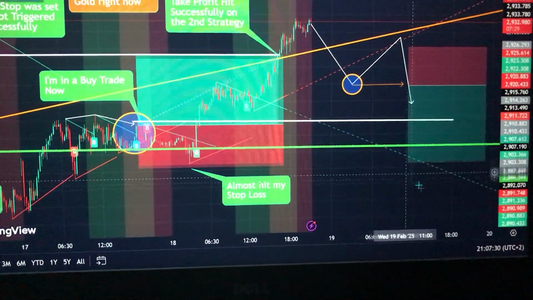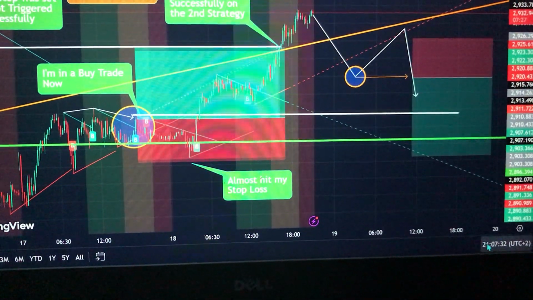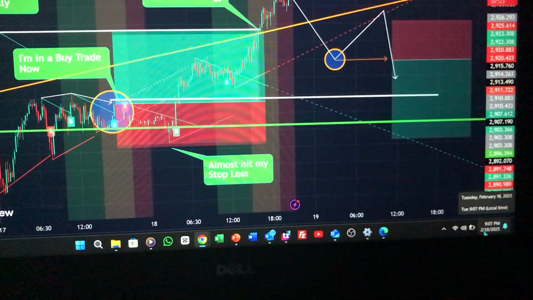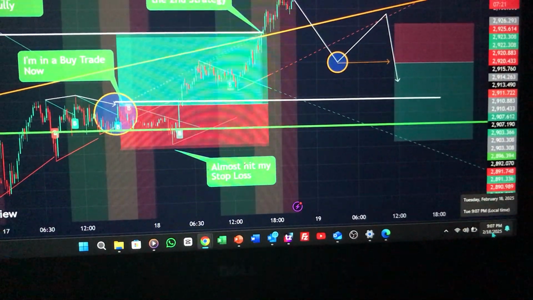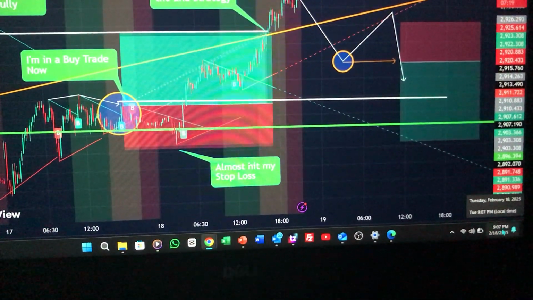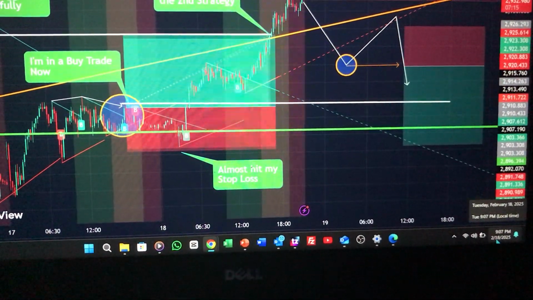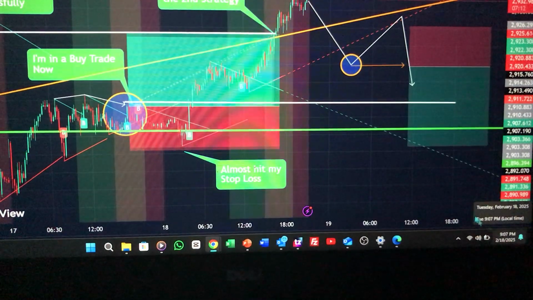You can see it's 21:07:33, and as you can see on my computer as well, it's 9:07 p.m. and the date is 18 February 2025.